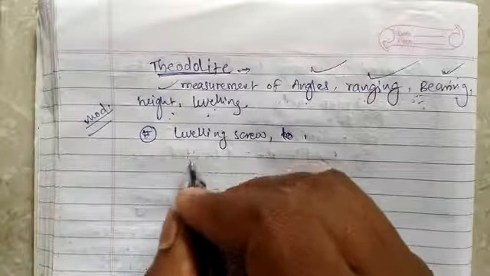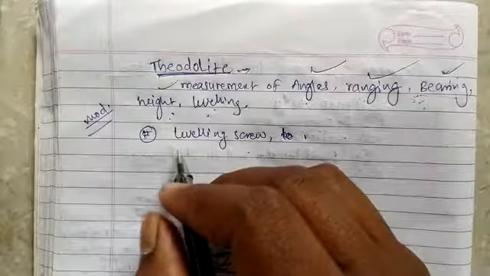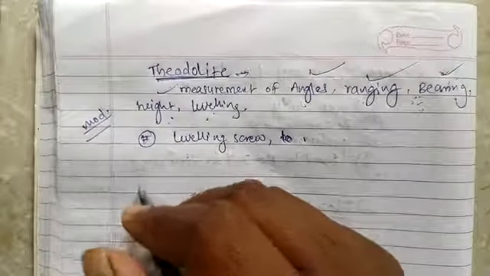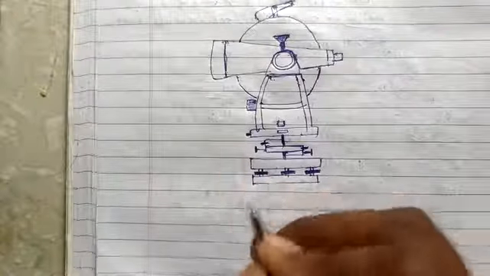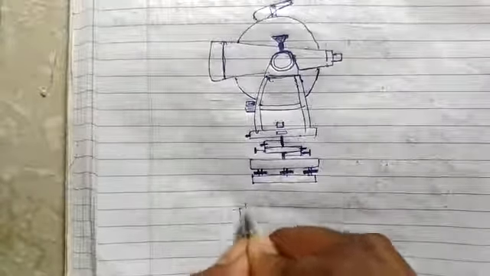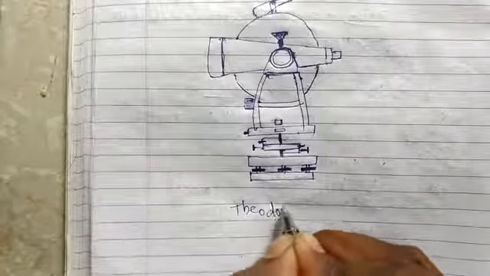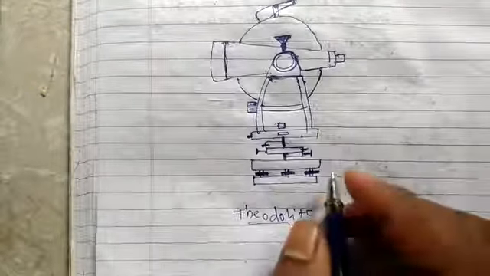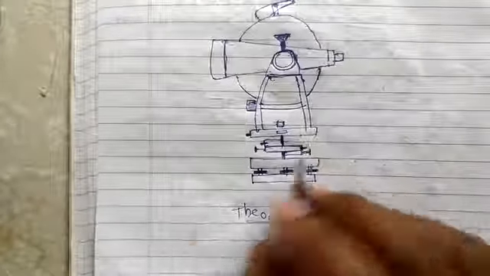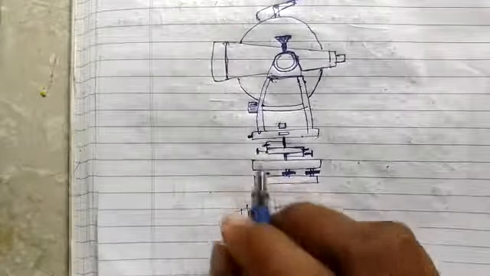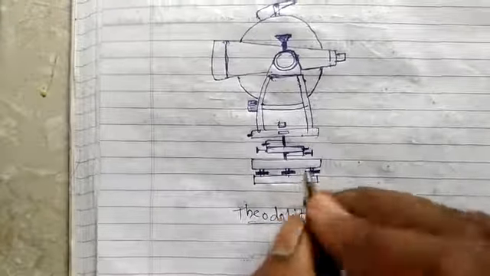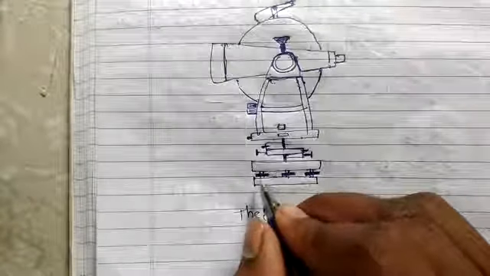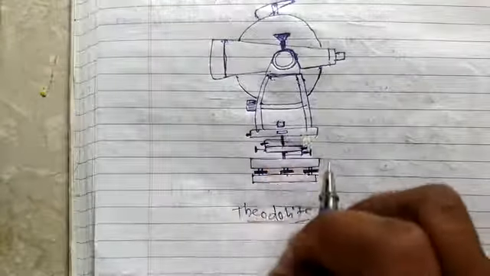The main components of the instrument, we'll see that components with the use of the diagram which I have drawn. Here is the sketch of theodolite which I have drawn. Beg your pardon if I have not drawn that to proper scale. So let's try to understand this. This theodolite consists of the parts shown in this diagram.